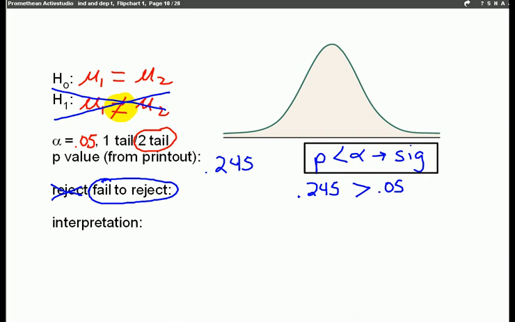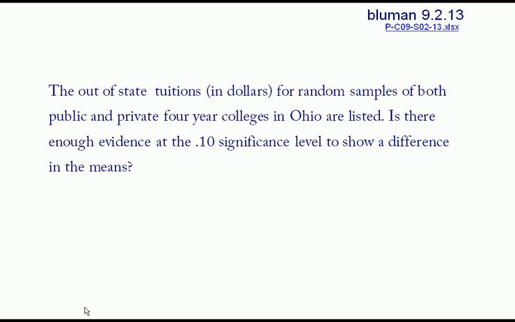It's just chance. The out-of-state tuitions in dollars for random samples of both public and private four-year colleges in Ohio are listed. Is there enough evidence at the 10% significance level to show a difference in the means? We're looking again for the word difference. We don't have a hypothesis as to which is higher, public versus private. We just think that they're different.